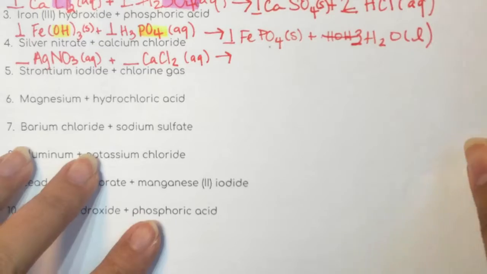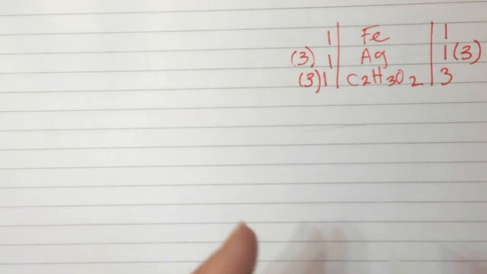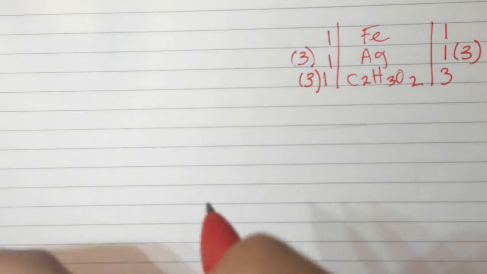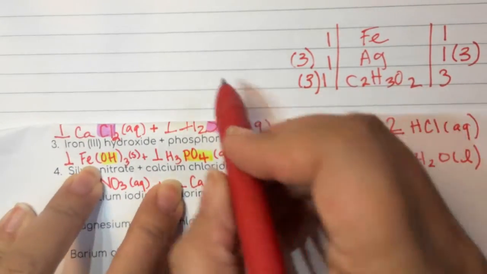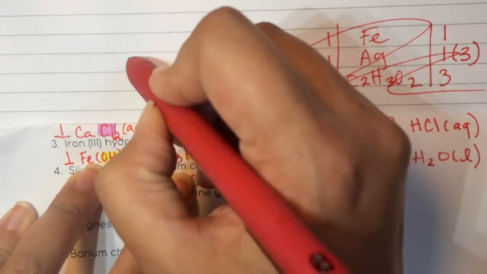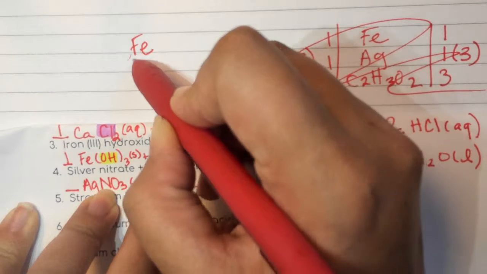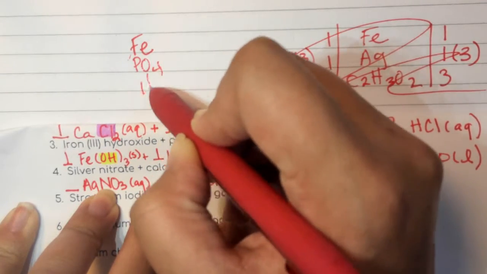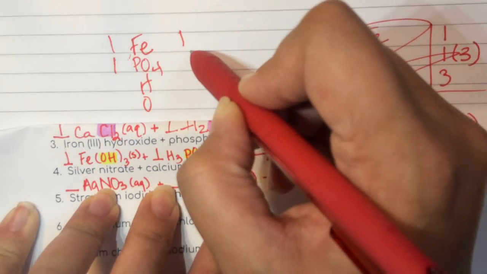Yes. So let me see if I can get this paper to show that I was balancing. Okay. So if I had Fe and I had PO4, I had H, and I had O. It was 1 and 1, 1 and 1.